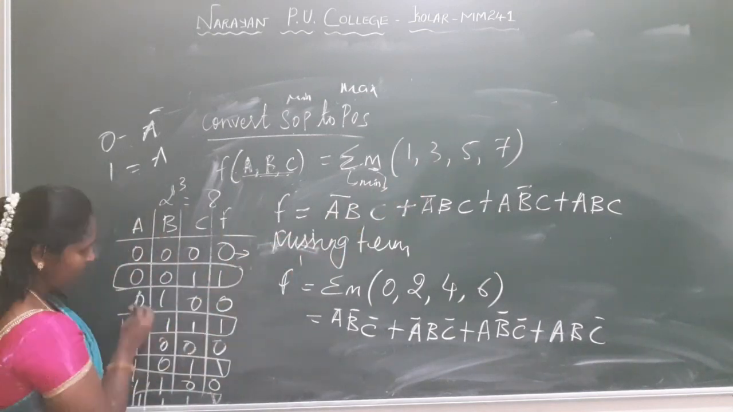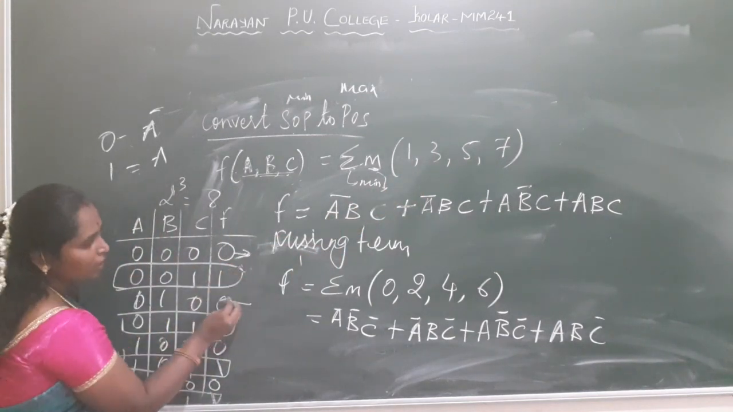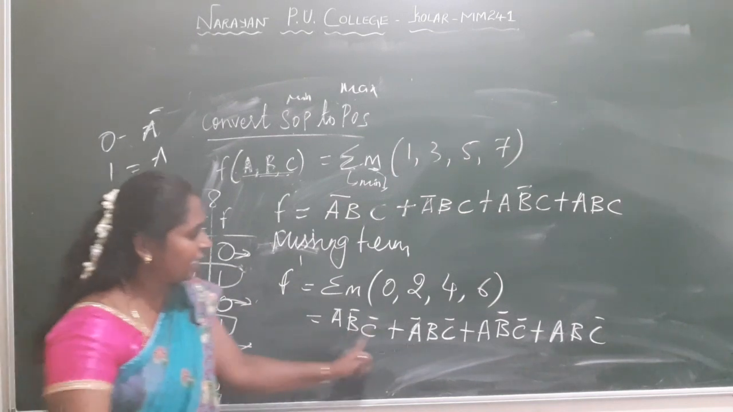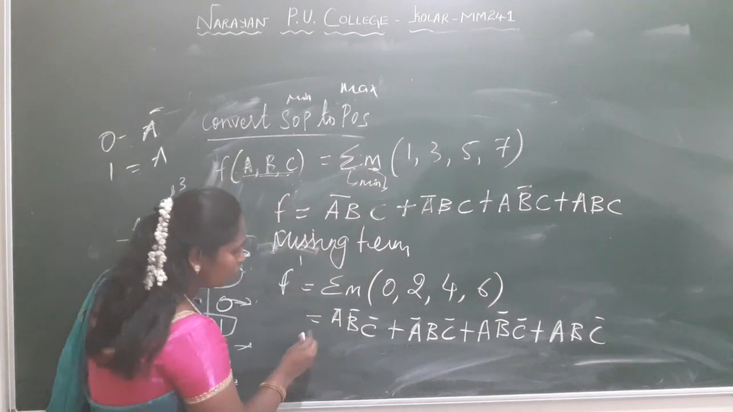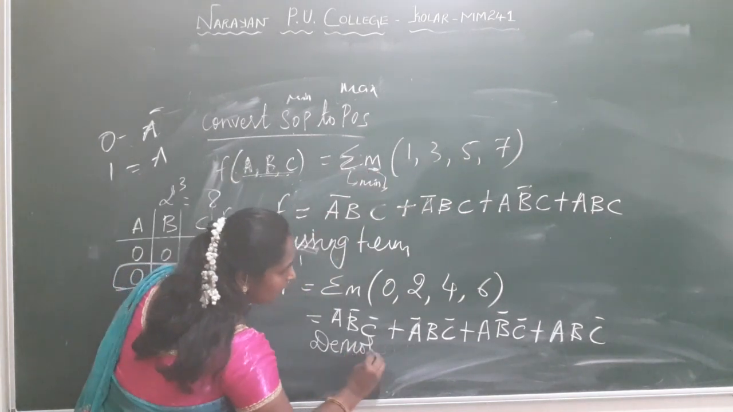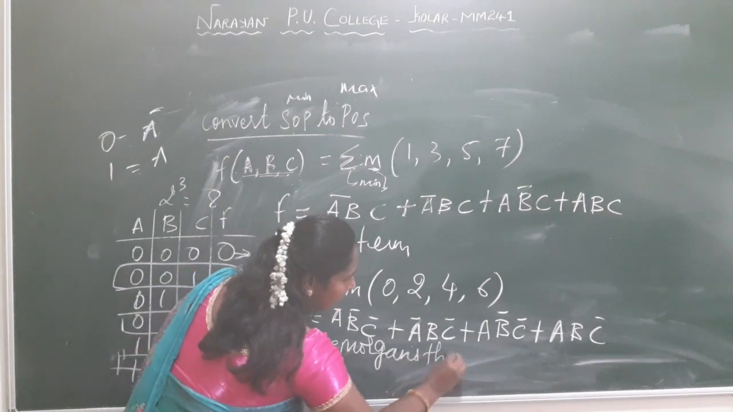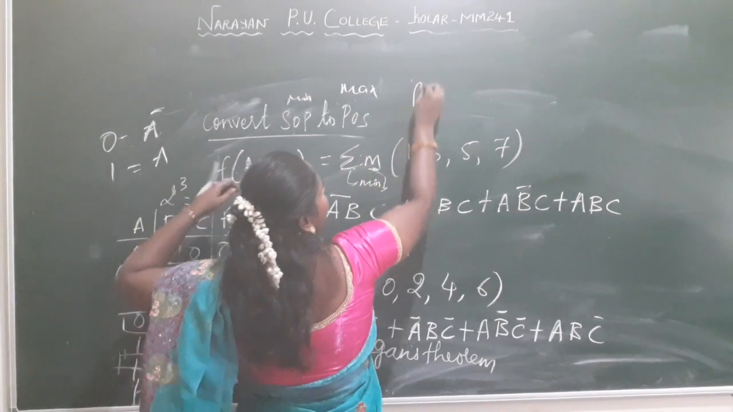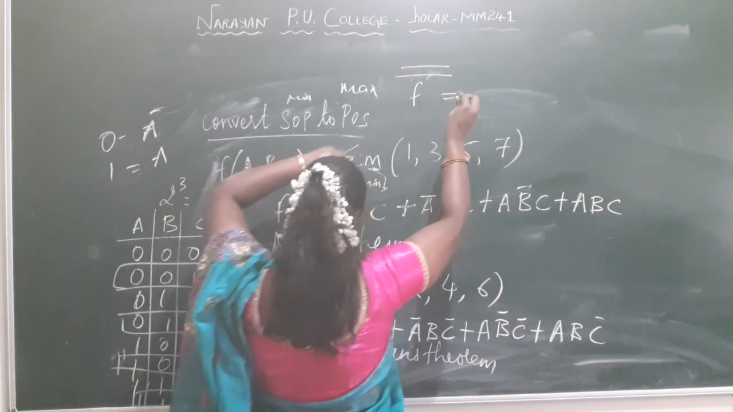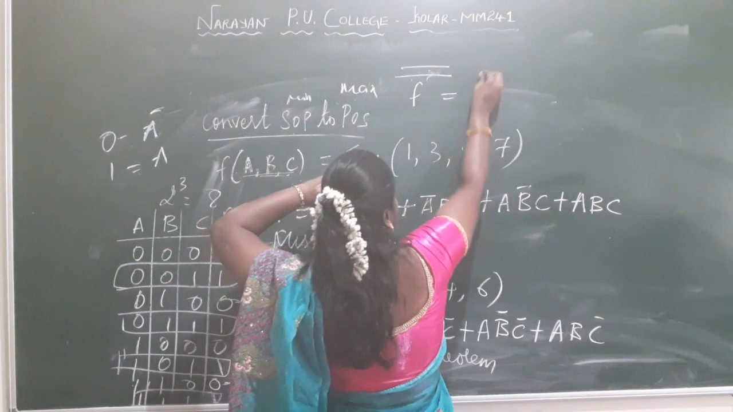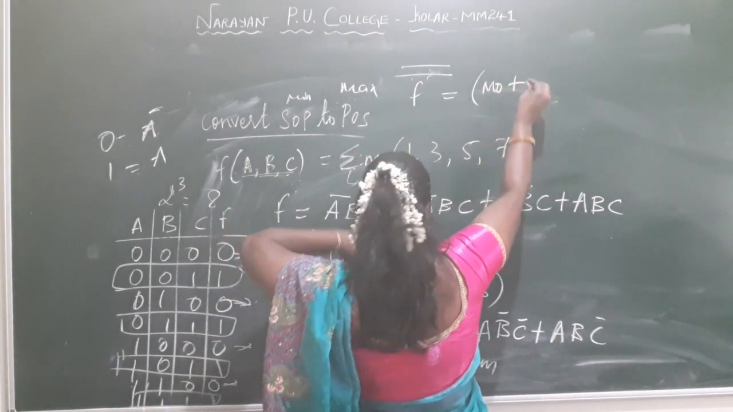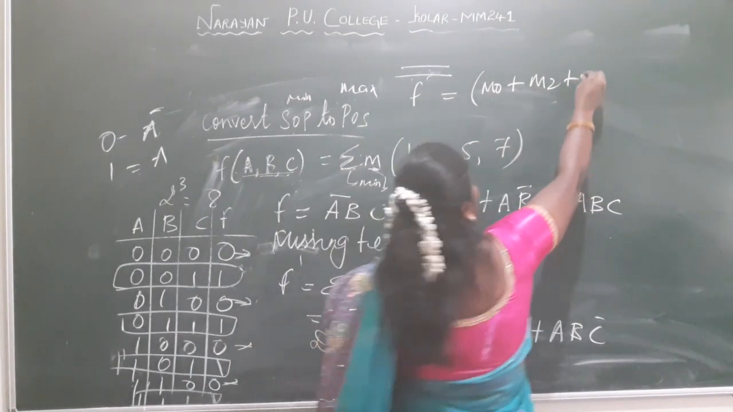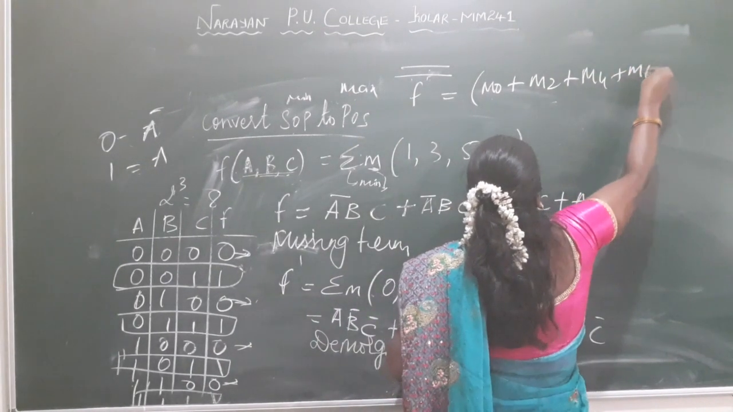So 0 has the 0 output, 2 has the 0, next you have 4 as the 0, next 6. So I have written the expression in the form of SOP. Now we use De Morgan's theorem for this. I am taking F complement and applying double complement, that is nothing but in the form of shorthand notation M0 plus M2 plus M4 plus M6. I am applying De Morgan's theorem.